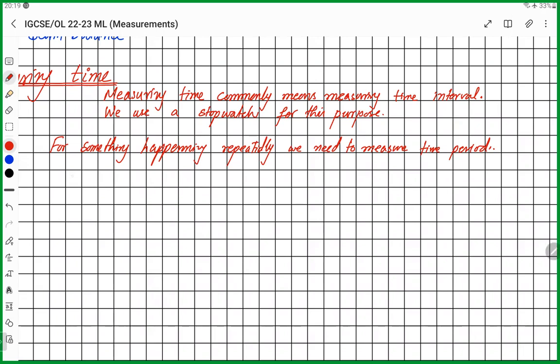So what we do is, instead of measuring one repetition, we measure 10 or 20 repetitions. Why would we do that? If a job can be done just by measuring one, why do we need to spend so much time on it?